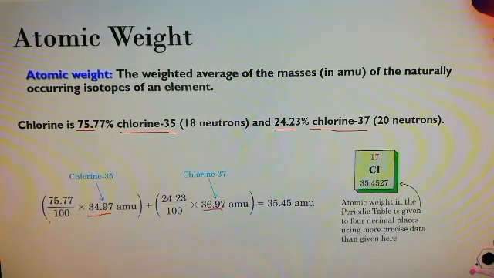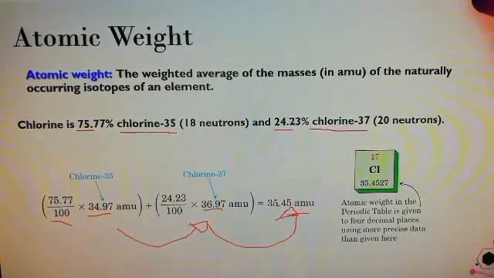Ayan. So ganito siya kunin, i-divide lang yung 75.77% sa 100. Ayan. Times yung atomic mass number. So, ganun din sa chlorine 37. So, we would add those products para magkaroon tayo ng ganitong result. Yung ating atomic weight. Ayan. So, that's how you identify the atomic weight of the isotopes.